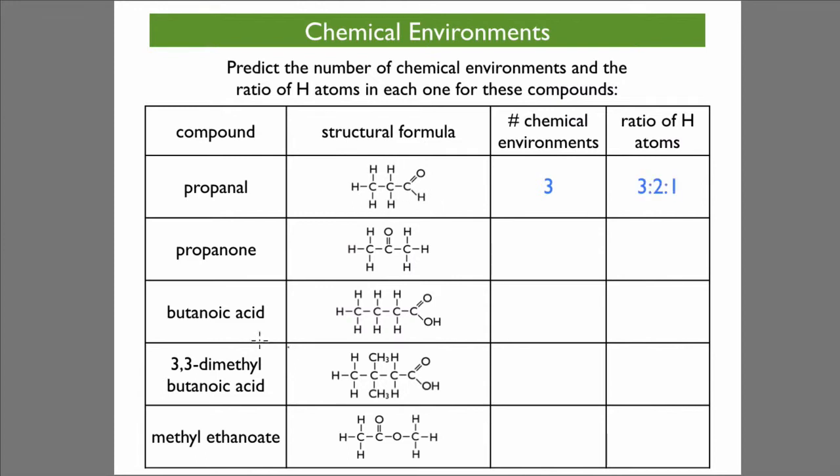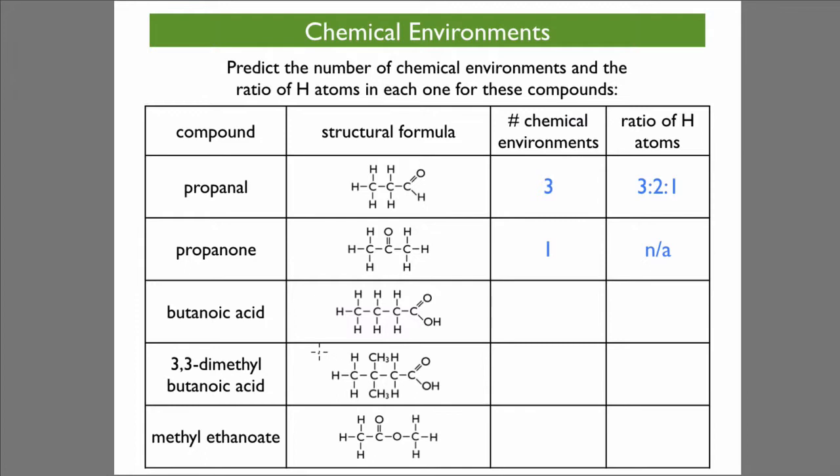Next we've got propanone. We've got this methyl group bonded directly to this carbon, and another methyl group bonded directly to the carbon. So we've got 6 protons that are identical. So there's 1 chemical environment, so ratio doesn't apply there.